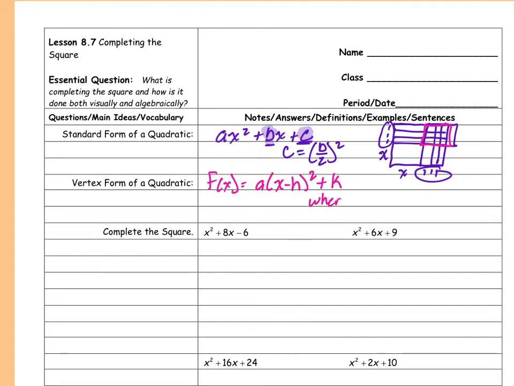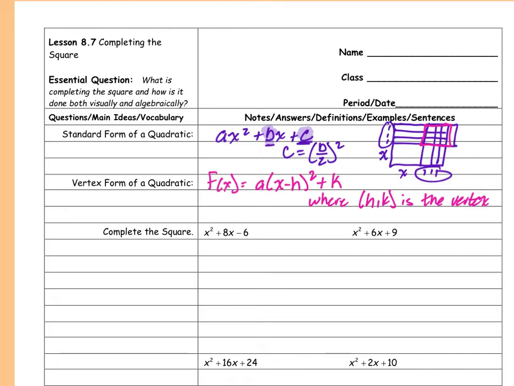where h, k is the vertex. And we're going to go over that a little, this last part where h, k is the vertex, later when we start talking about how this relates to a graph. Right now, what we want to do is just get it from the standard form into the vertex form. I just want to be able to get it into this form, and that's it, okay?